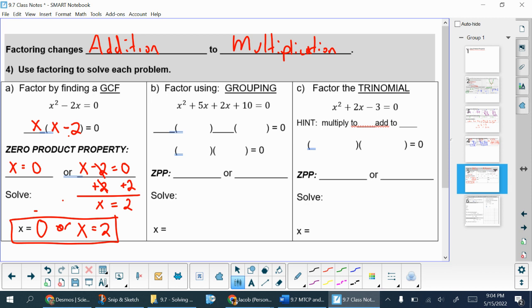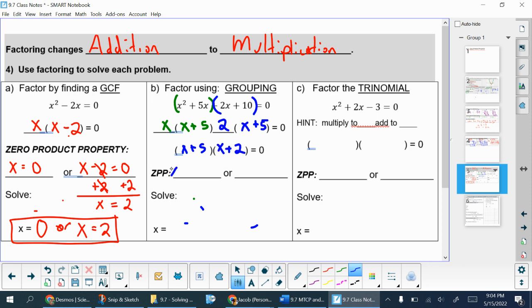Next one up, I'm going to factor by grouping here. I'm going to look at these first two terms. I'm going to say, okay, what's the common factor between those? Well, that's x. And that leaves me with an x plus 5. In the second one, I've got 2x and 10. Well, I see a common factor of 2 in there. And 2 times x is 2x, and 2 times 5 is 10. And I see my common binomial, x plus 5. And what's left? X plus 2.